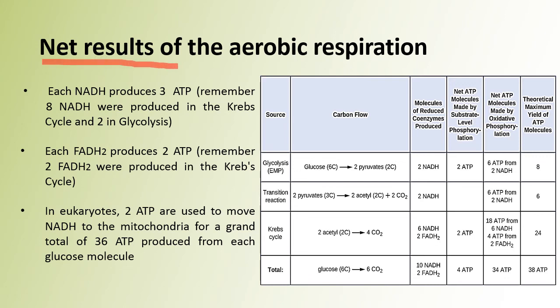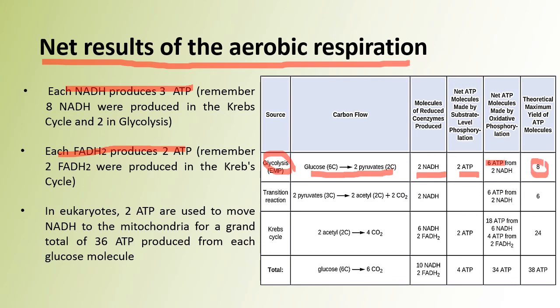Okay, let's see the net results of aerobic respiration of one glucose molecule. Remember that one NADH will produce 3 ATP and one FADH2 will produce 2 ATP after the ETC. If you look at glycolysis, the glucose molecule will be converted into 2 pyruvates, and it will produce 2 NADH and 2 ATP. The 2 NADH will be converted into 6 ATP in the ETC. In total, it produces 8 ATP.